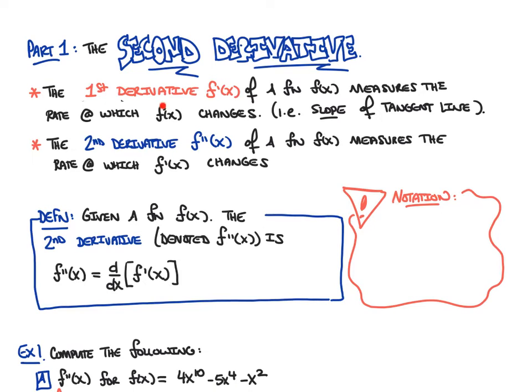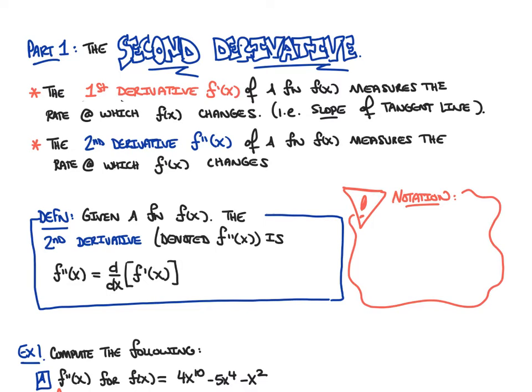Remember, the first derivative, we call that f prime of a function. That measures the rate at which the function changes. So our first derivative measures the rate at which the original function changes, and that's represented by the slope of the tangent line. The second derivative, we call this f double prime. There's two little primes there. This actually measures the rate at which the first derivative changes. So it's one degree of separation, essentially.